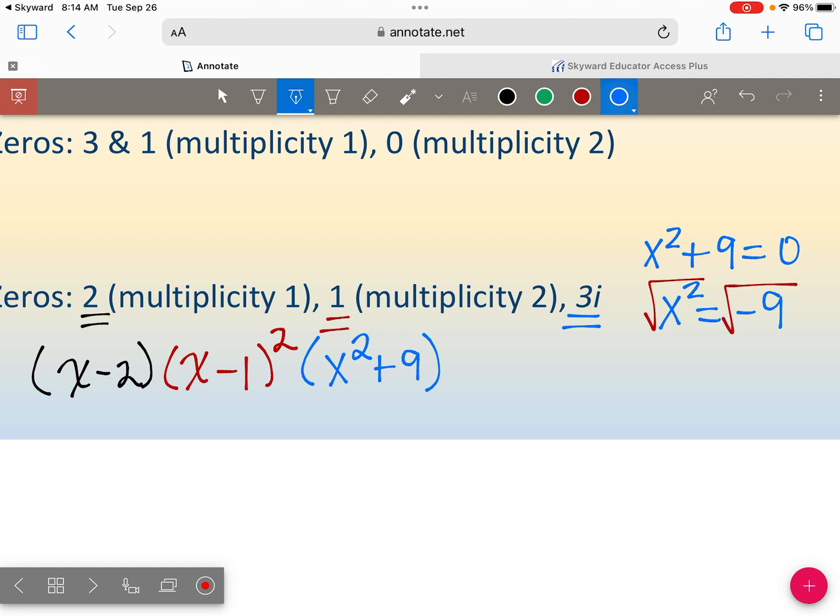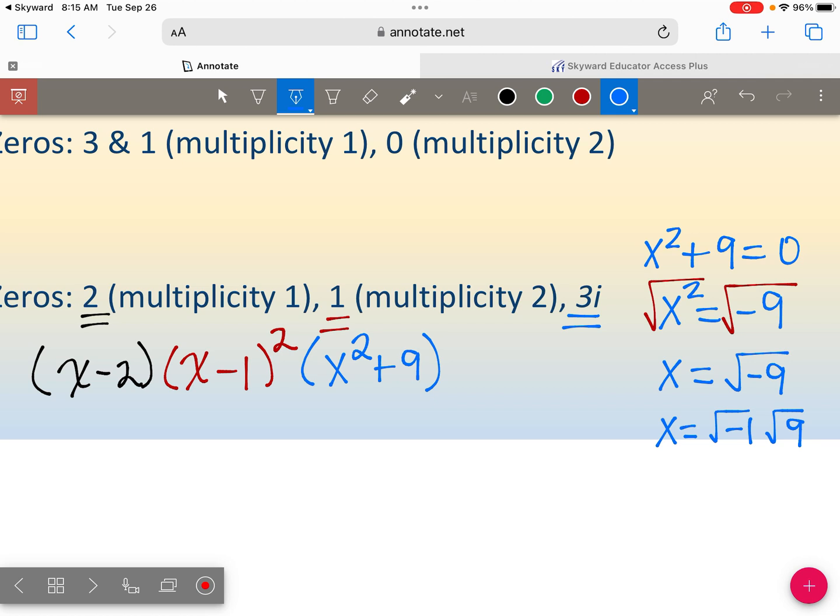So we would have x equals the square root of -9. And then we would say, oh, you can't take the square root of a negative. So we would take out the -1. And we know the square root of -1 is what? That's where we get the i. And what's the square root of 9? 3. So we get the 3i.